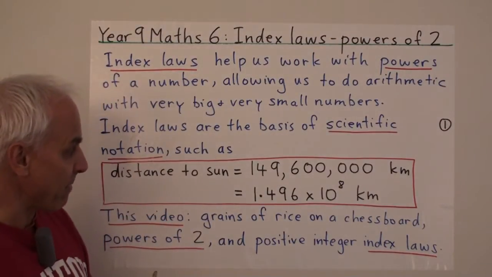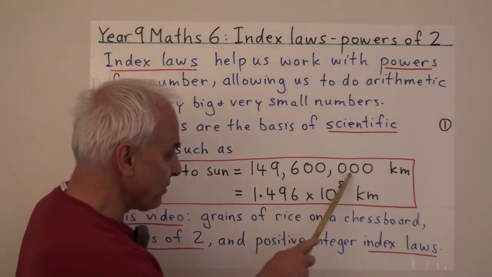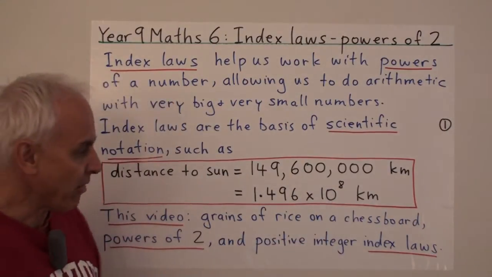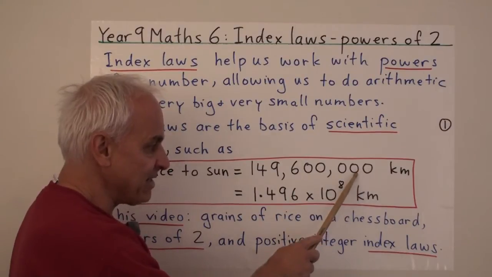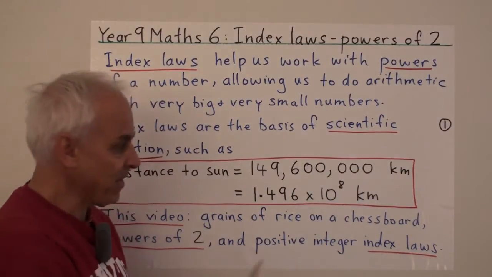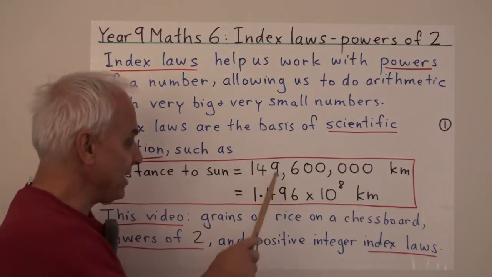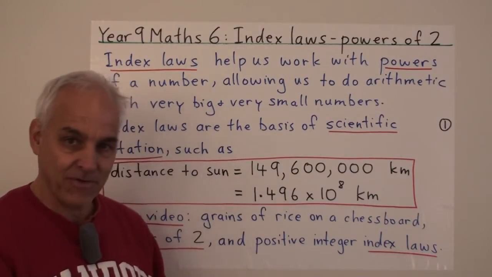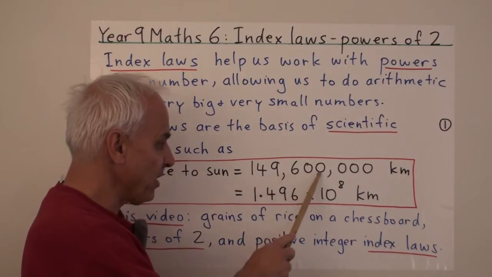Let's have a look at this number. 149,600,000. So I remind you that this is the ones place, the tens place, the hundreds place. And these three numbers represent the thousands, and these three numbers represent the millions. So this is 149,600,000.